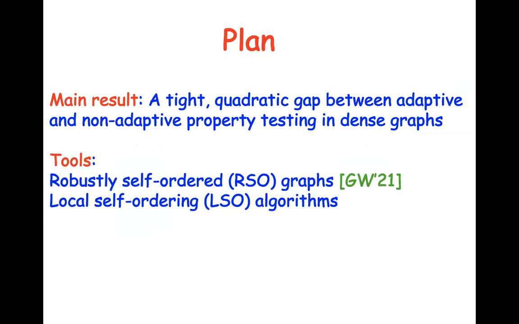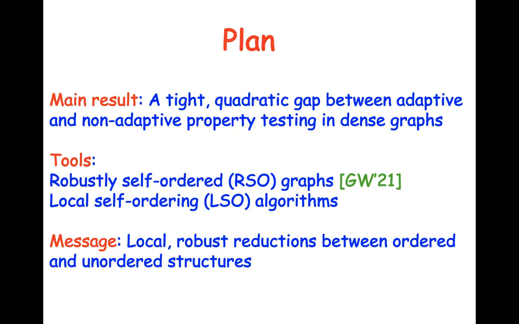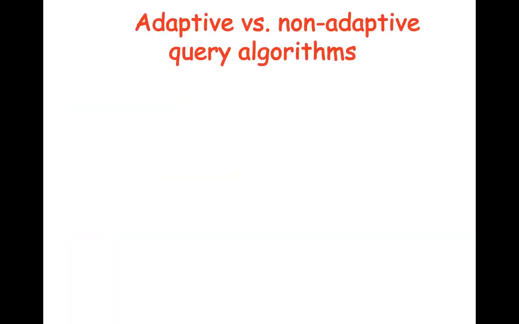I want to explain the main tools we use: robustly self-ordered graphs, already initiated in a previous paper, and local self-ordering procedures for such graphs. And the main message is that these tools afford local and robust reductions aimed for property testing between ordered and unordered structures. So, adaptive versus non-adaptive query algorithms.